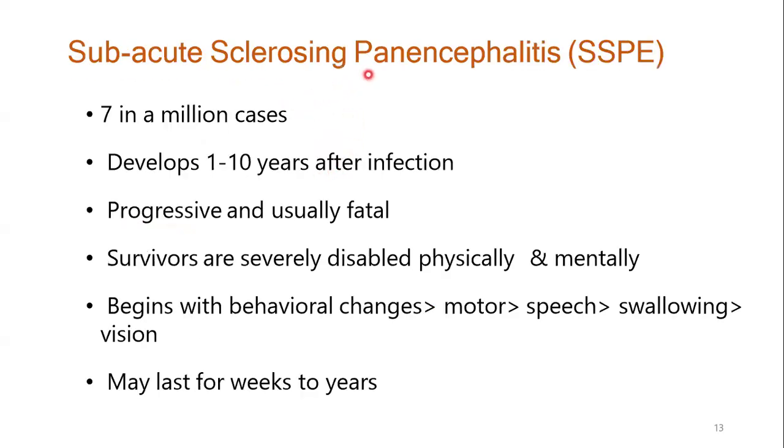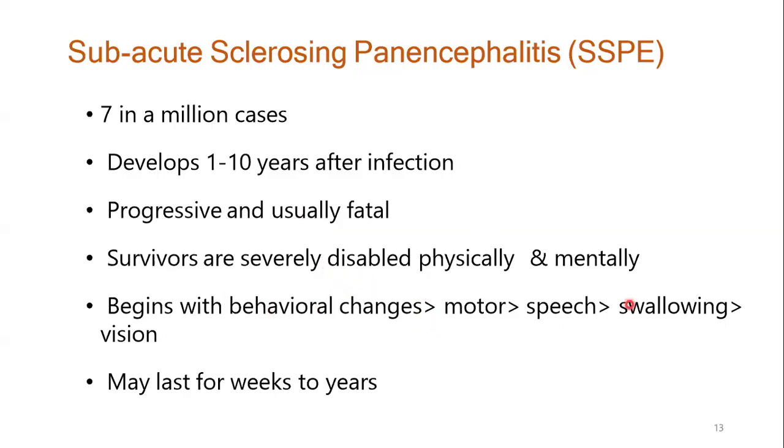So subacute sclerosing panencephalitis, 7 in a million cases, as you can see, it is rare, develops 1 to 10 years after infection. It is progressive and usually fatal. Survivors are severely disabled physically and mentally. So mentally, since we are causing inflammation of the brain parenchyma. So it begins with behavioral changes. So you have a change in your mood, your attitude, okay, the way you normally behave.